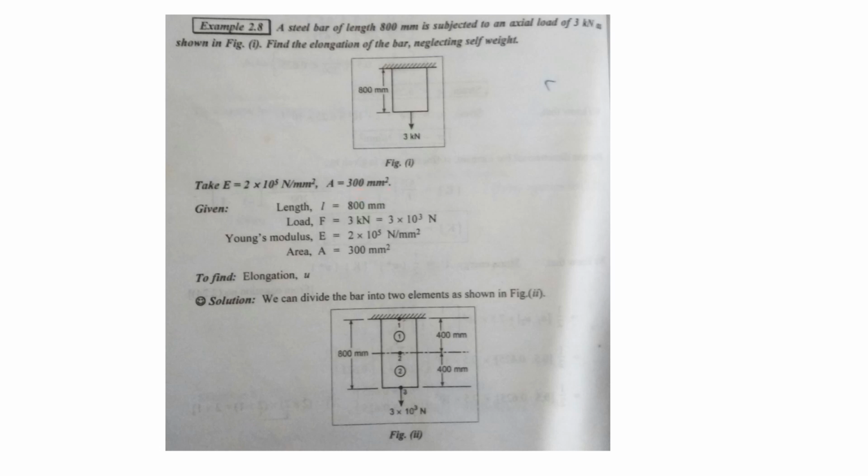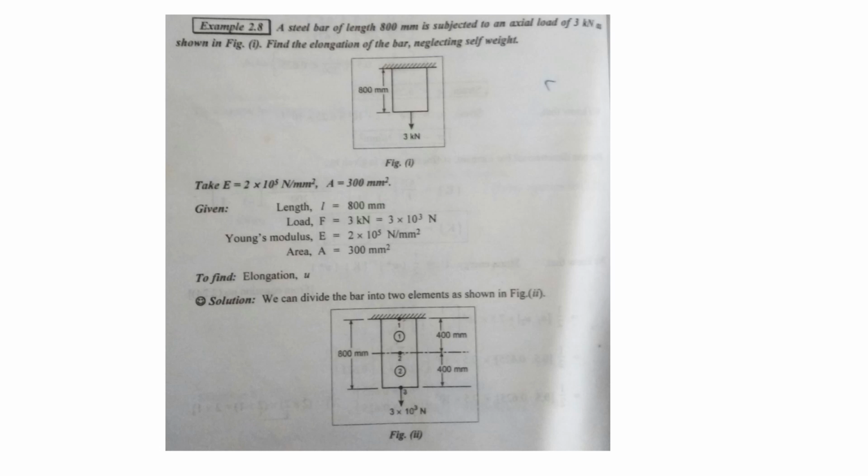So first we will write the given things. L is equal to 800 mm, load F is equal to 3 kilonewton, Young's modulus E equal to 2 into 10 raised to 5, area of cross section A equal to 300 mm square. The question is to find the elongation of the bar, small u. Small u is the letter used for displacement or elongation.